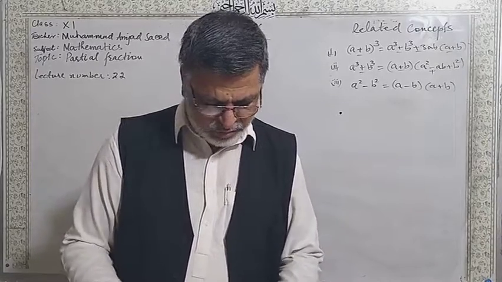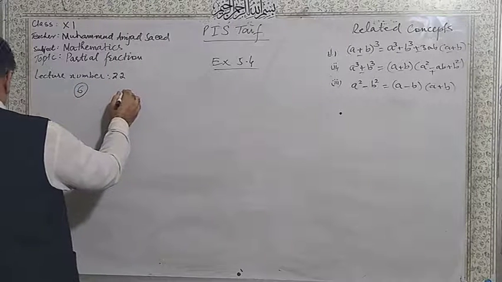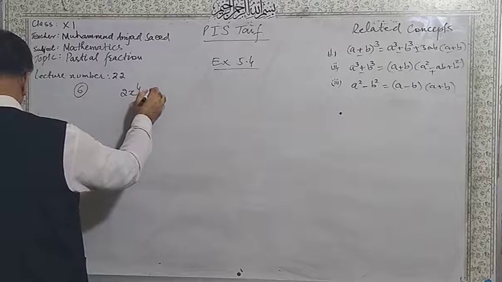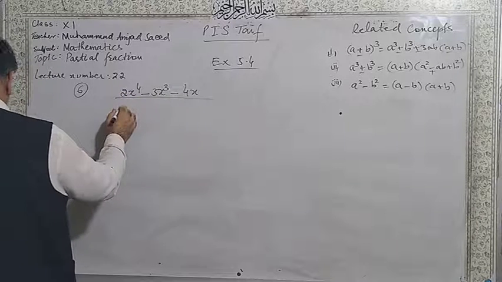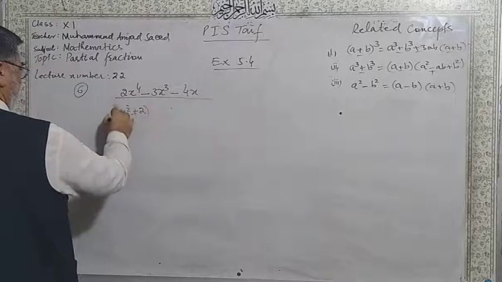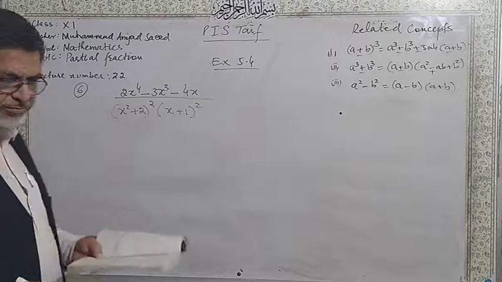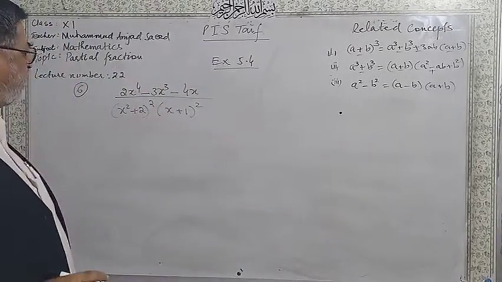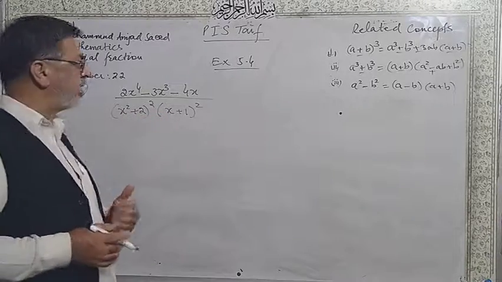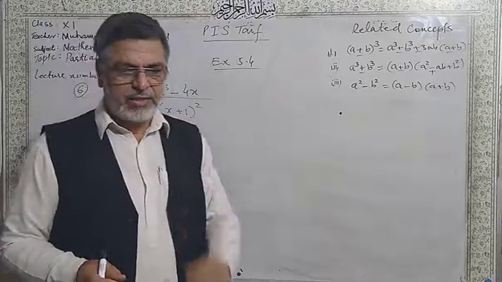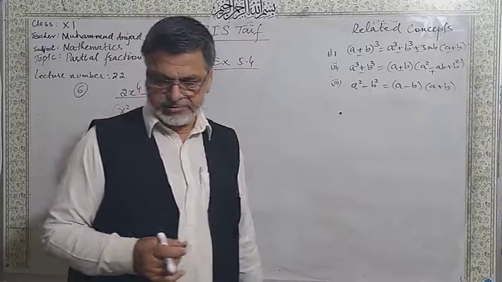Number 6. 2x^4 minus 3x^3 minus 4x divided by (x^2 + 2)^2 into (x + 1)^2. Now we have one linear factor. So if one linear factor is there, then you can find one constant only with the help of putting method, and that will be found with the help of comparison method.